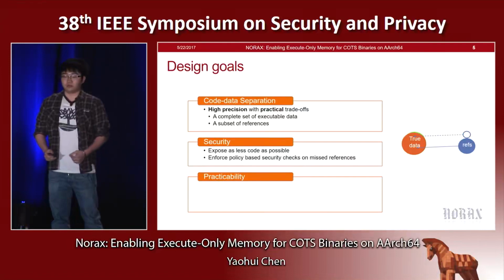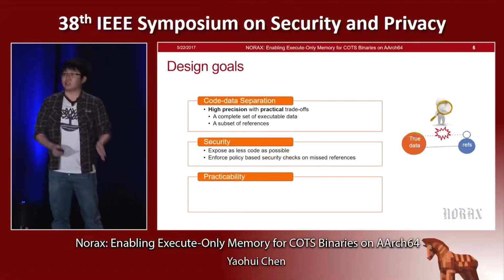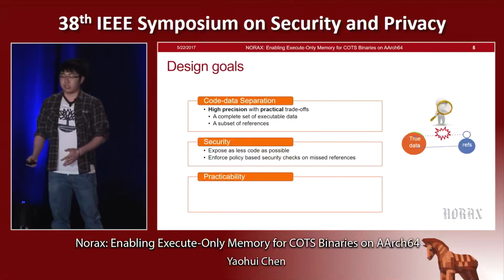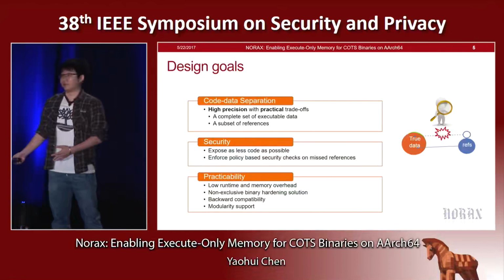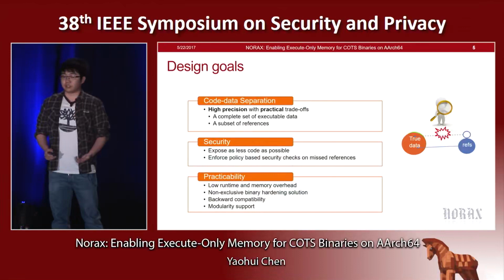And we also want to enforce runtime security policy-based checks to tell apart the attackers from the legitimate missed references. We also want Norax to be very practical by having low runtime and memory overhead. Norax should not be exclusive to other COTS binary hardening solutions such as fine-grained code randomization and CFI. Also, Norax binaries should be backward compatible, meaning that the rewritten binaries can even run seamlessly on other ARM64 platforms, even without Norax support. And lastly, we want to enforce ZOM on a modular basis.